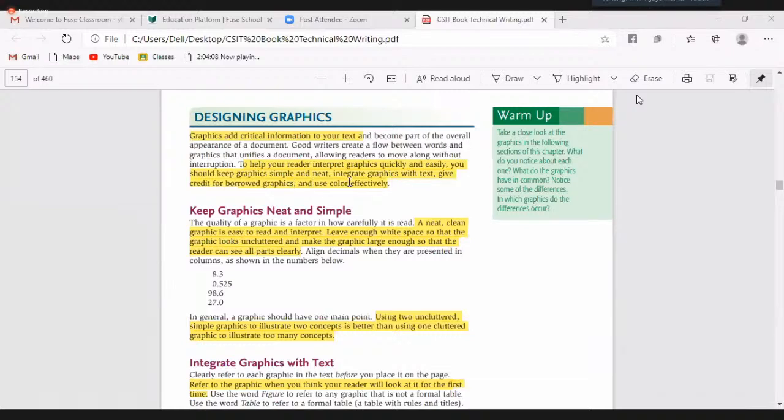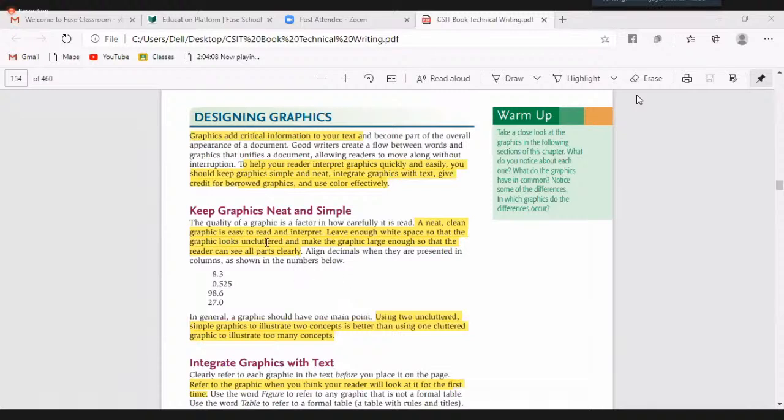The first point. The next point is integrate your graphics with the text. That is, your graphics should be combined with the text. Another is give credit for borrowed graphics. If you have borrowed some graphics from a certain source, then you have to give credit to the source. You must mention the source from which you have borrowed the graphics. And then use color effectively, because if you use color, that will draw the attention of the readers. So the details are given here.